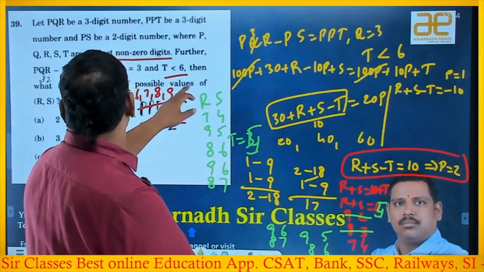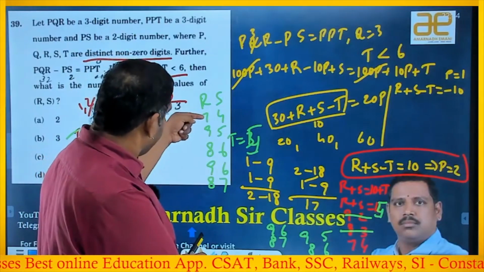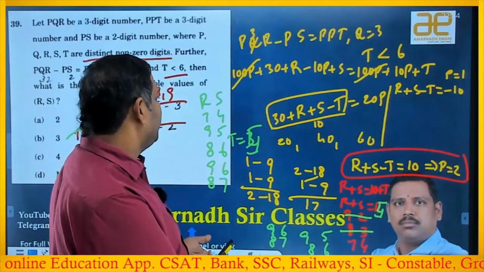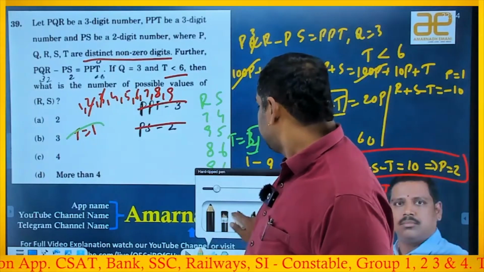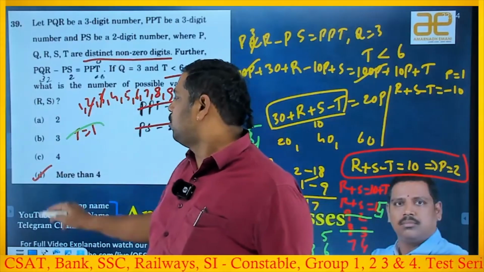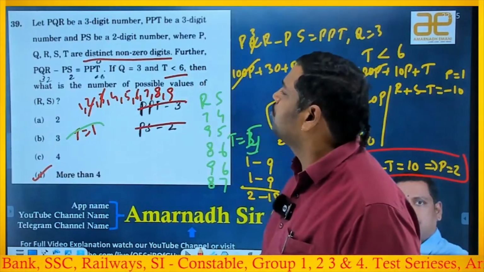So what is the number of possible values of R and S? He is asking: 1, 2, 3, 4, 5. Already I got 5 values. How many possibilities did I get? 5 possibilities. 5 possibilities means I can conclude the answer directly. It is more than 4. What's the answer here? More than 4.